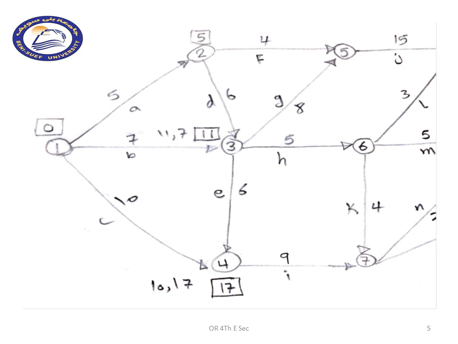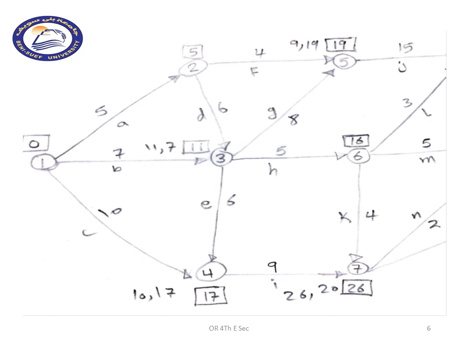Going to node 5. Node 5 is receiving times from activity F and activity G. The time from activity F is 5 plus 4, which is 9. The time coming from activity G is 11 plus 8, which is 19. As we know, we will select the higher number, which is 19. We'll write it in a rectangle, like you can see above the node.